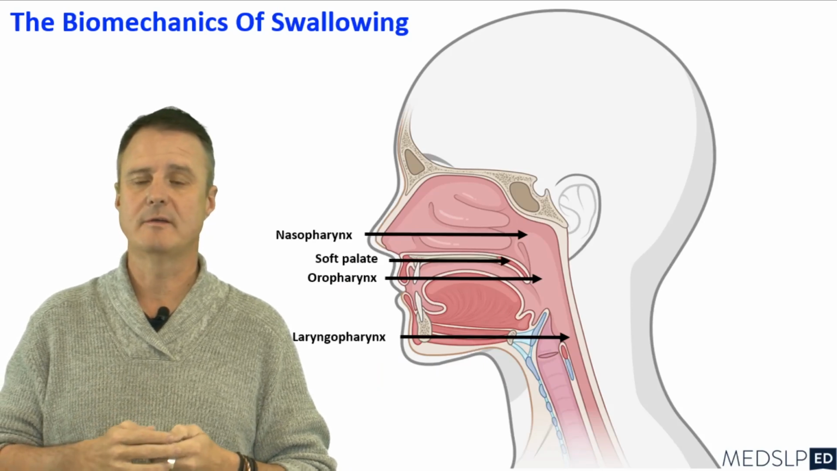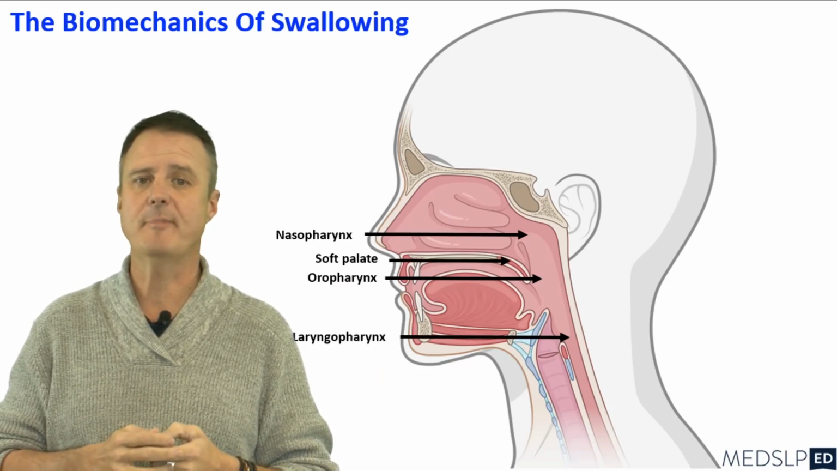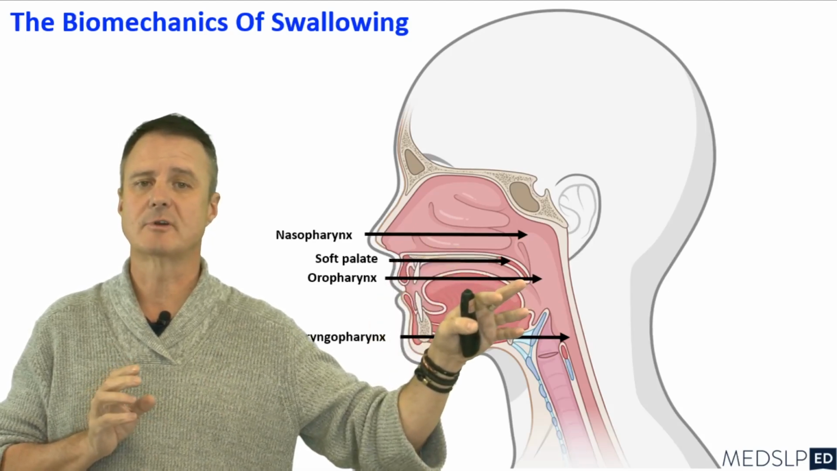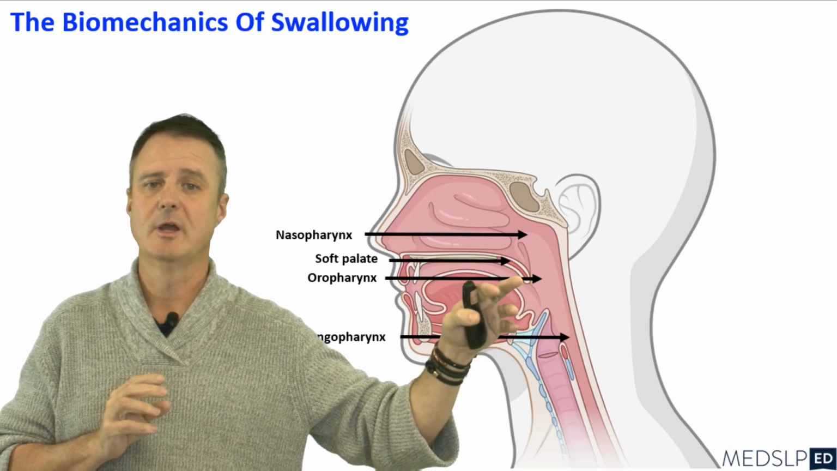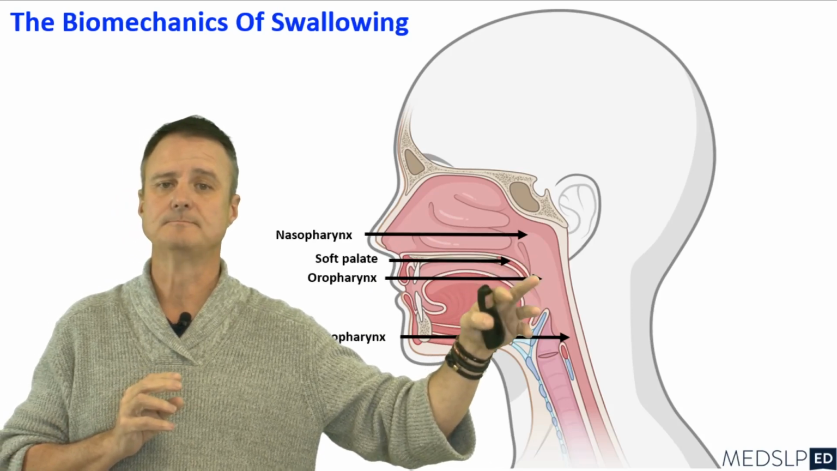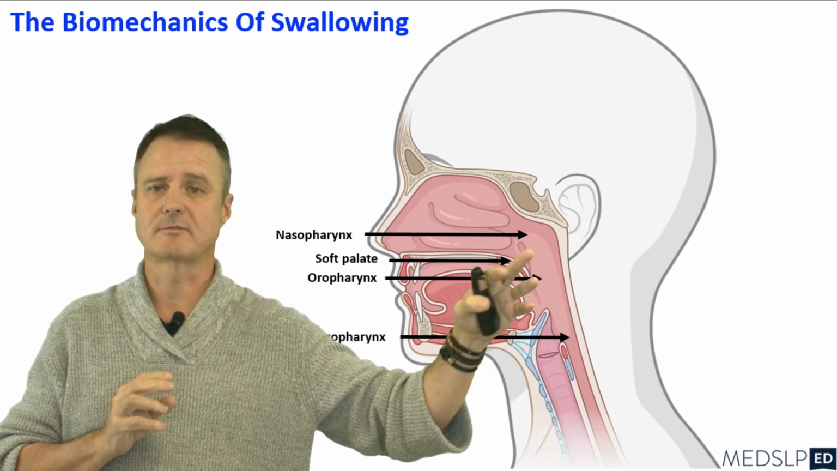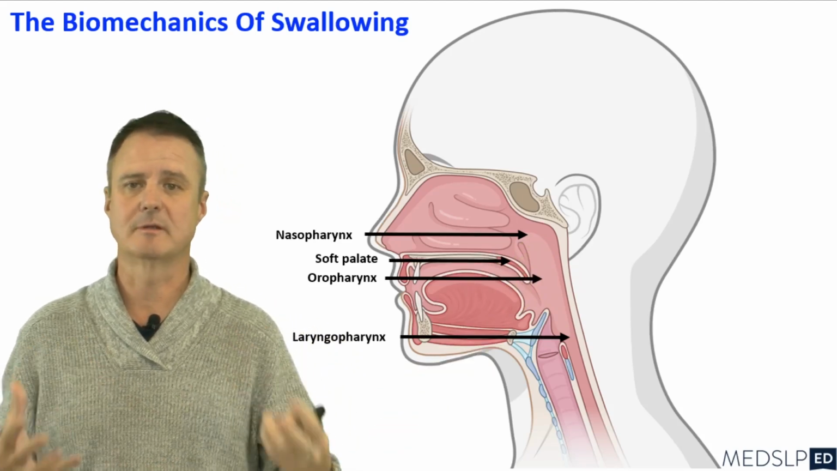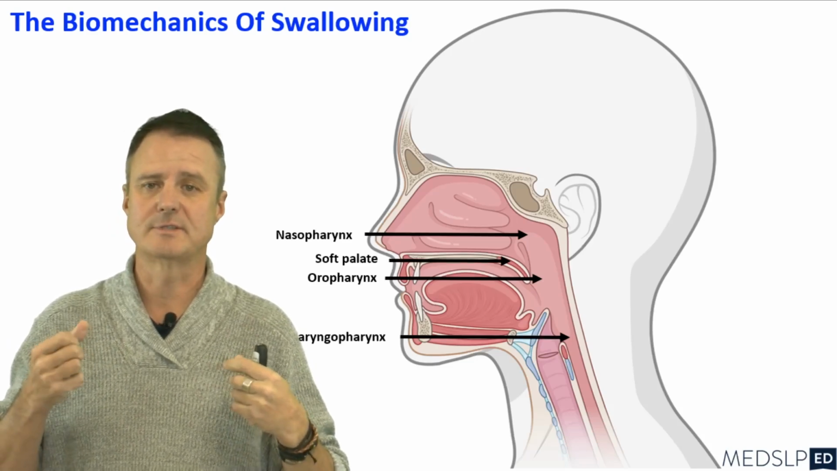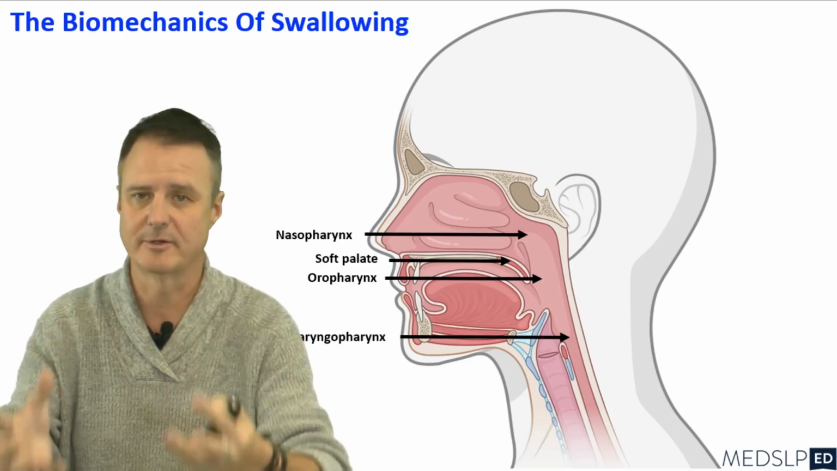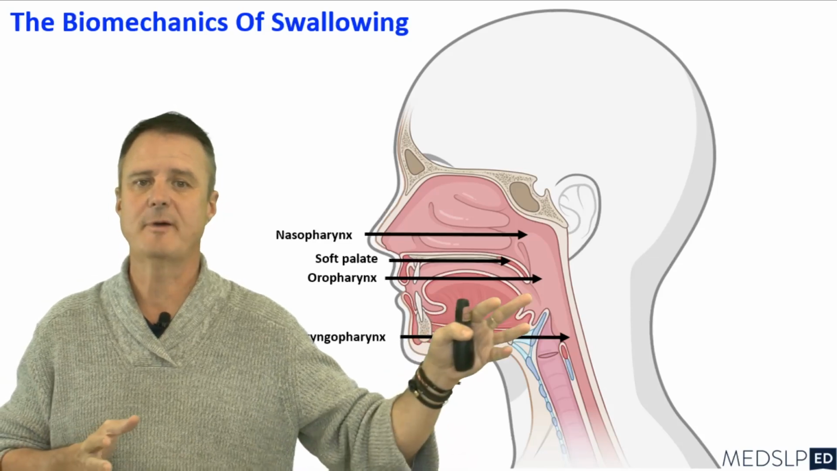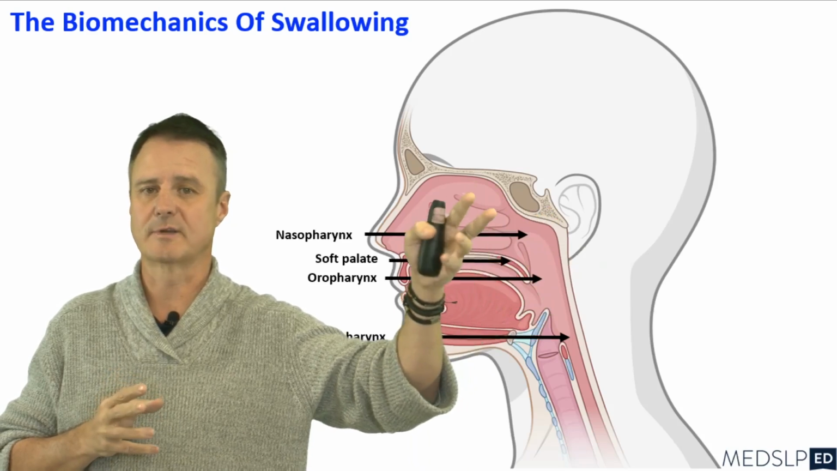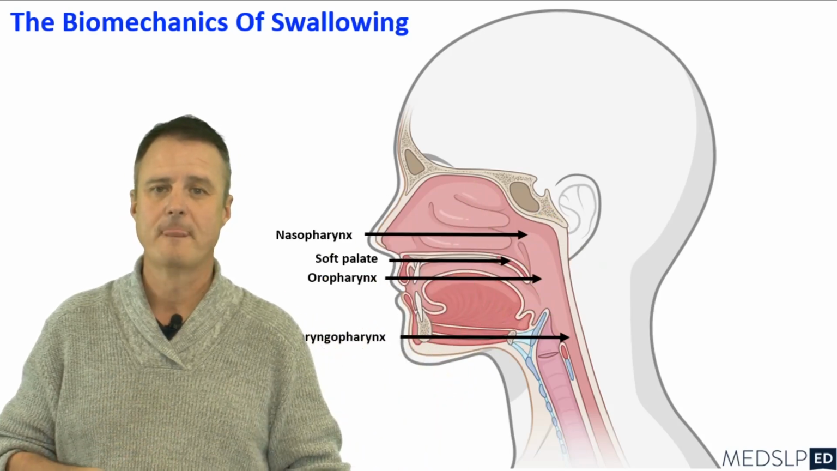Then we have the soft palate. The soft palate's job is to block any kind of transfer of fluid or food from the oropharynx into the nasopharynx. So for those of you who may have been out for a drink with your friends and someone says something incredibly funny and you're taking a sip of your beer and you spit it out your nose, that's because the soft palate didn't have time to close and didn't do its job, and the fluid got into your nasal cavity and came out your nose.